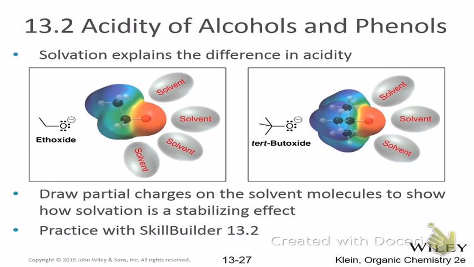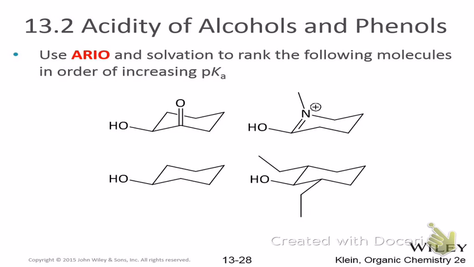Yeah, pretty simple, sort of. So now we have ARIO that we have to deal with in acid-base strength, and we have to think about solvation effects. So we need to figure out this kind of question you get. Use ARIO and solvation to rank the following molecules in order of increasing pKa.